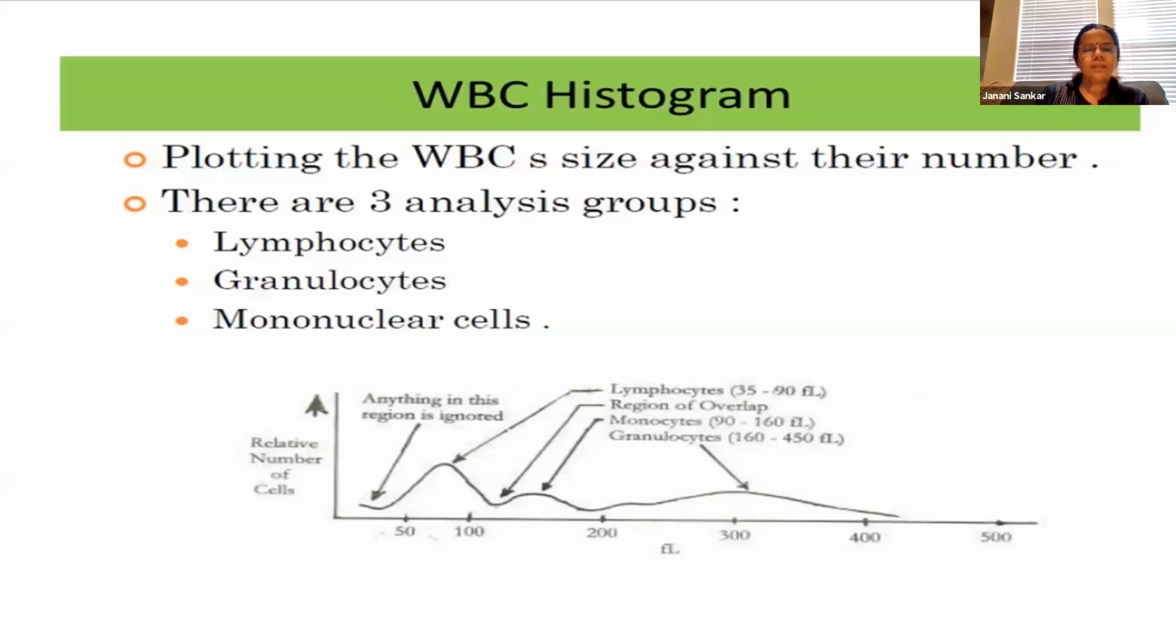WBC again. You can see the lymphocytes, you can see the region of overlap, the monocytes, and then the granulocytes. This is the center region where you have overlap of monocytes, eosinophils, and basophils. This curve is nicely seen, and you can see different curves. So you know that this patient has lymphocytosis, relative neutropenia, and there are some monocytes. That's how you interpret.